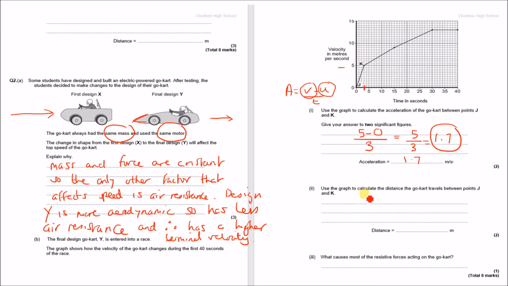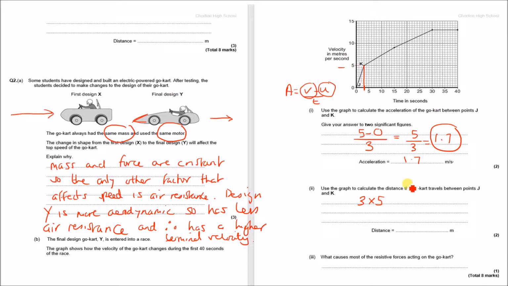Okay, use the graph to calculate the distance the go-kart travels between points J and K. Okay, so we're going to look at this area travelled in terms of the graph. We know the points are from there to there, and this is a triangle. So we've just said that the time is 3, and we're going to multiply that by the velocity, which is 5, because that gives us the side.